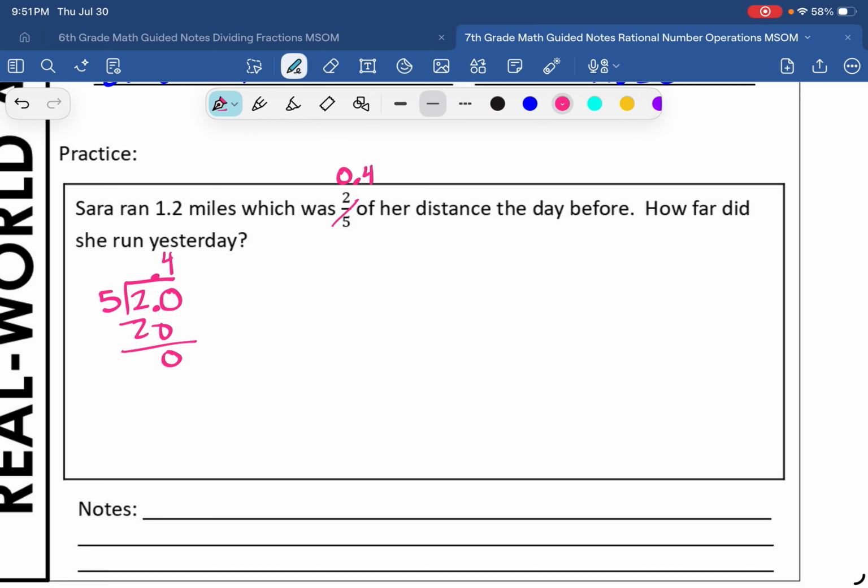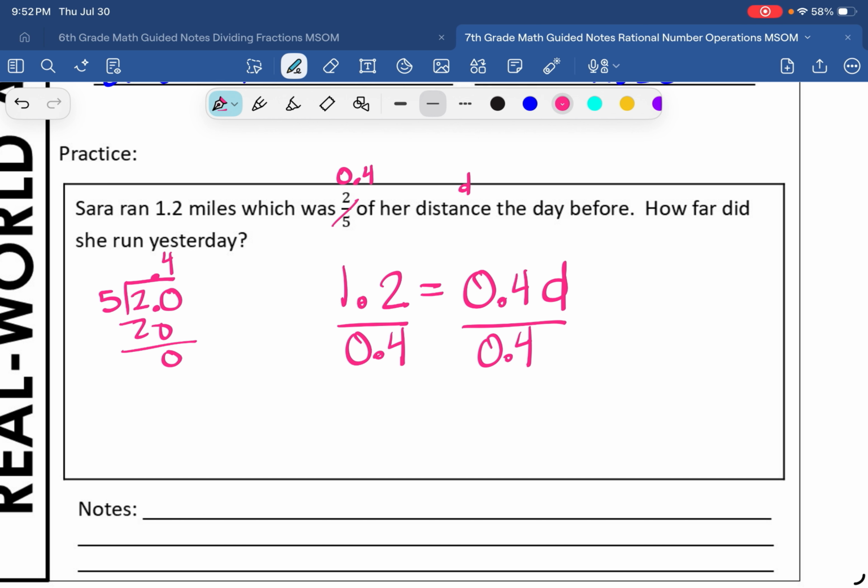Sarah ran 1.2 miles, which was 4/10 of her distance the day before. How far did she run yesterday? So Sarah ran 1.2 miles, and that was 4/10 of her distance. We'll use D for distance yesterday. So now I can divide both sides by 4/10. 1.2 divided by 0.4. If you don't know what that is, I can do it off to the side. 1.2 divided by 0.4. Move my decimal over once on both of them and bring it up. So 4 will go into 12 3 times, and that's 12 and remainder 0. So yesterday she ran 3 miles.